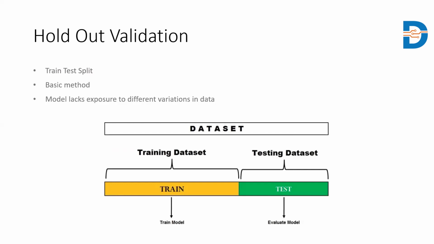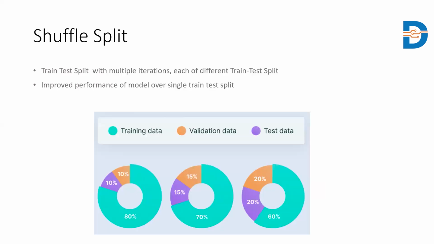Holdout validation. This is the basic train test split that we do in our model training. So the total data is divided into a training dataset as well as a testing dataset. Now, the training dataset is used to train the model and the testing dataset is used to test the model. This is the basic method of validating a model, and this method lacks exposure. The model trained in this method lacks exposure to different variations in data.